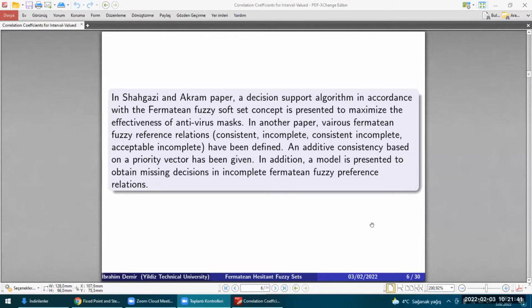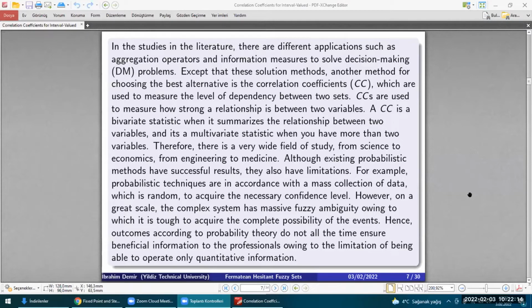In another paper, a decision support algorithm in accordance with the Fermatean fuzzy soft set concept is presented for the maximization of the effectiveness of antivirus masks. In another paper, various Fermatean fuzzy preference relations have been defined. An additive consistency based on a probability vector has been given. In addition, a model is presented to obtain missing decisions in incomplete Fermatean fuzzy preference relations. In these studies, there are different applications such as aggregation operators and information measures to solve a decision-making problem.